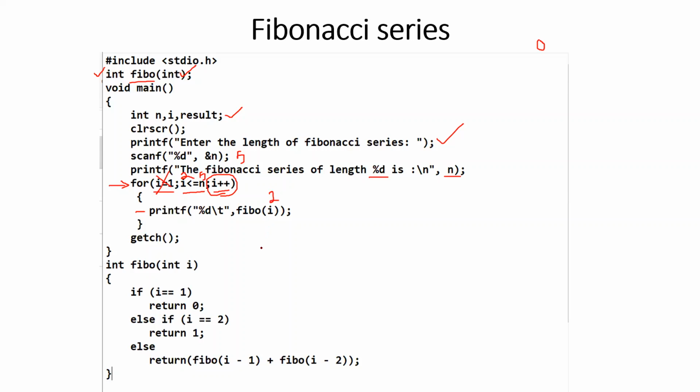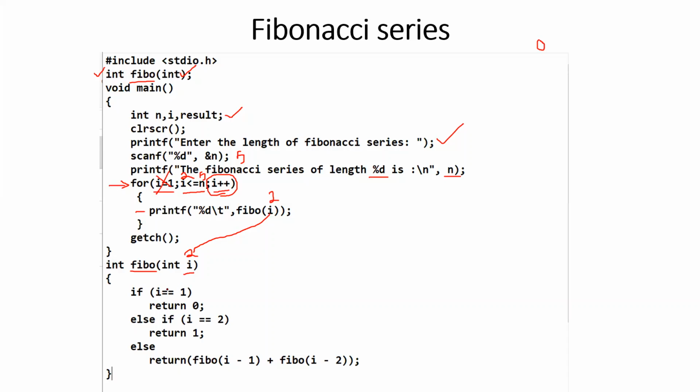Fibo of 2. The current value of I is 2. So what will happen now? It will come to the function and assign the value 2 to the formal argument. This function is called Fibo, and to the formal value of I, the value of the actual argument 2 is assigned. Right? So now the I value is 2 in this body of the function.